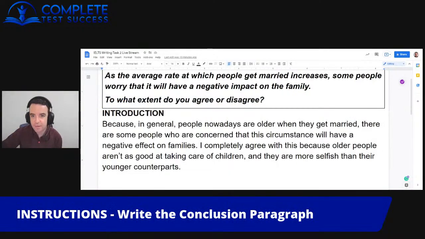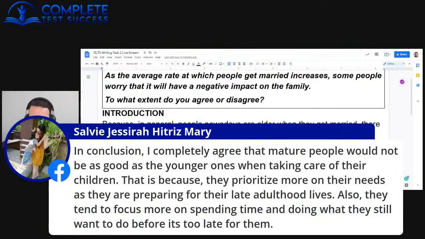Okay, so I think that's the same paragraph again, Salvi. In conclusion, I completely agree that mature people would not be as good as the younger ones when taking care of their children. That is because they prioritize more on their needs as they're preparing for their late adulthood lives. Also, they tend to focus more on spending time and doing what they still want to do before it's too late for them.